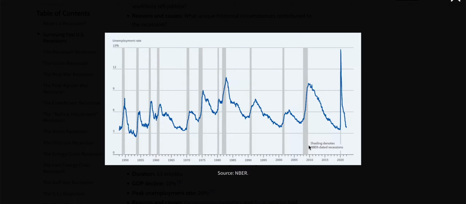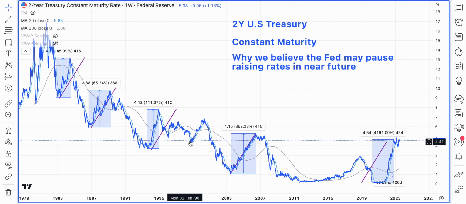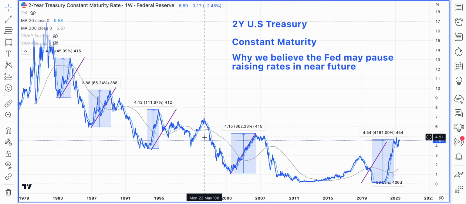In fact, the chart says that the shading denotes NBER dated recessions. NBER looks at data which is a little bit behind, so there's a lag. Therefore, what we see is the official marking of a recession, and the dates where we have seen these second peaks might not be in 100% alignment, but again, this is just giving a general direction.